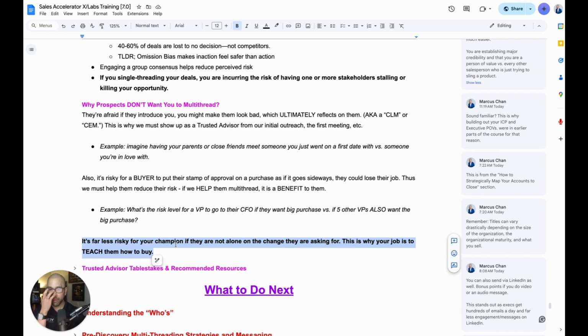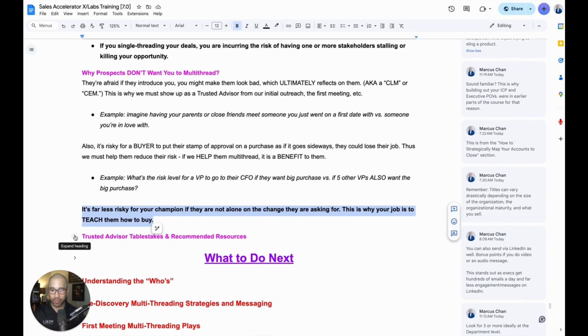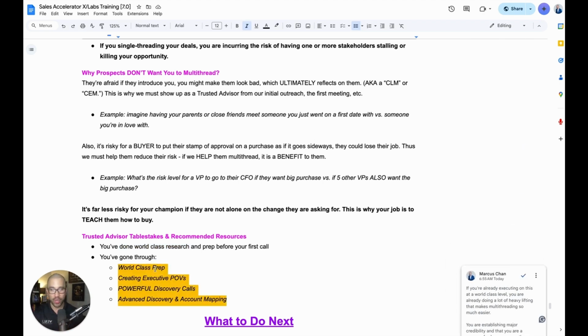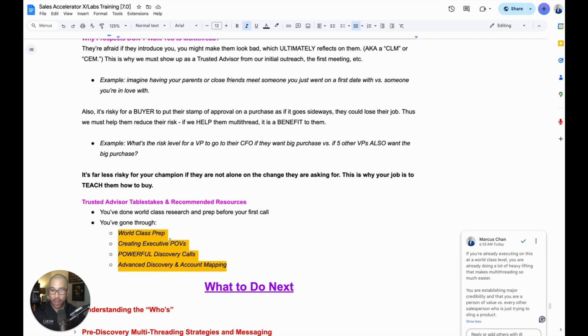All right. Now, let's talk through some key table stakes and recommended resources. These are the things you have to do. This is why I mentioned this is more advanced. You should have gone through the other modules already, and you should have done world-class thorough research already. All the things I mentioned, all the things you want to prepare for, you want to have completely down before your first call. You should have also gone through some of the other main course sections, such as world-class prep, creating executive POVs, powerful discovery calls, advanced discovery and account mapping, right?